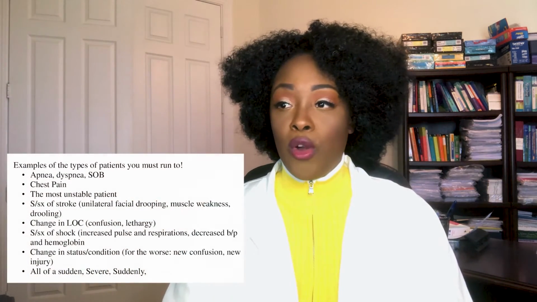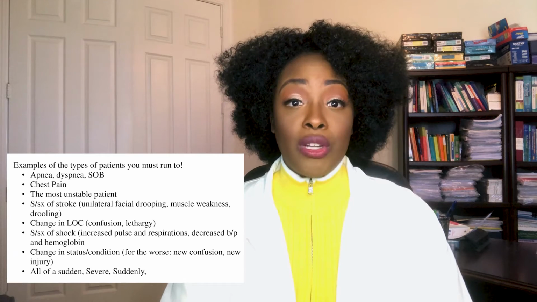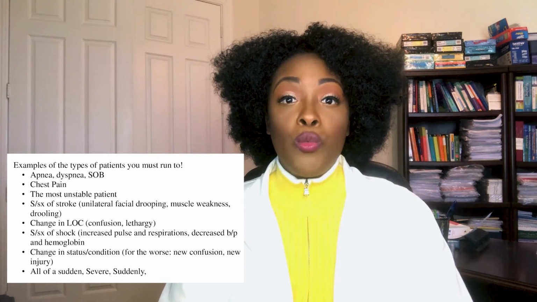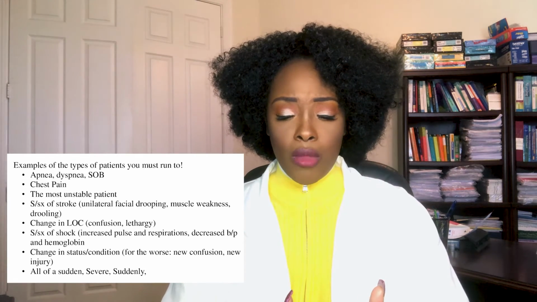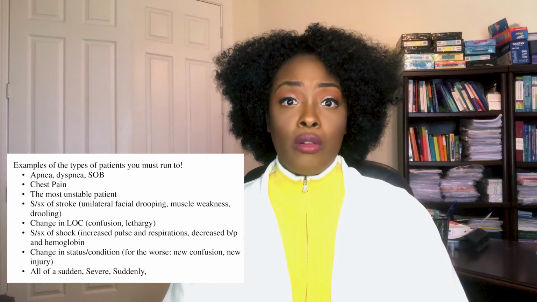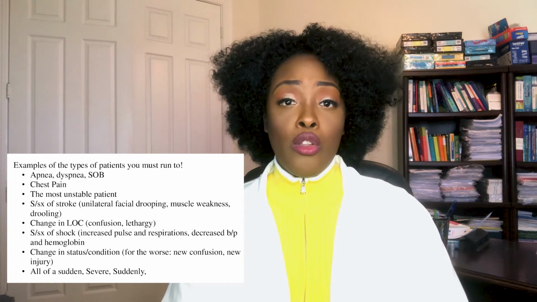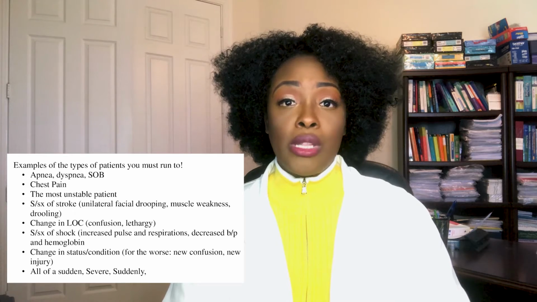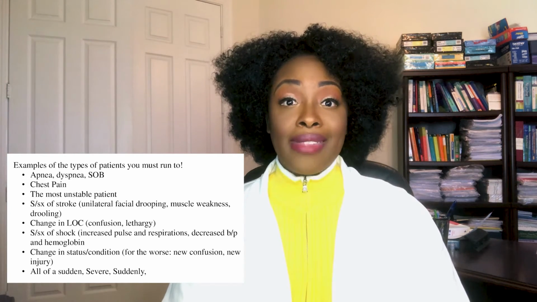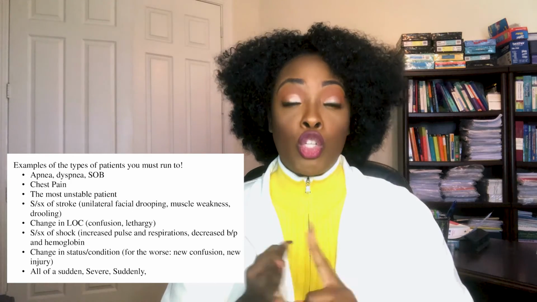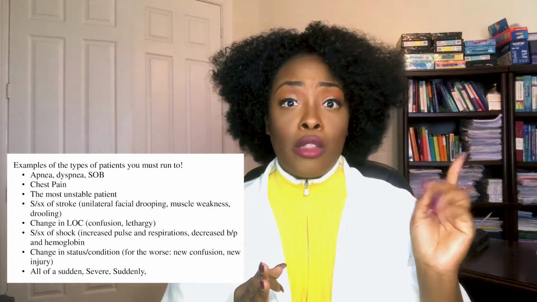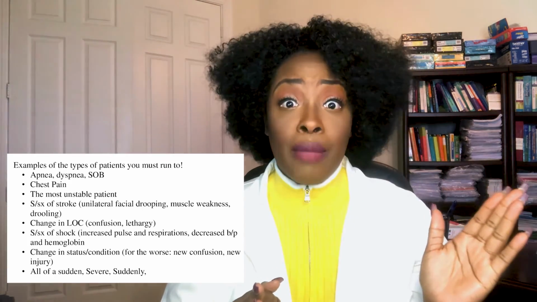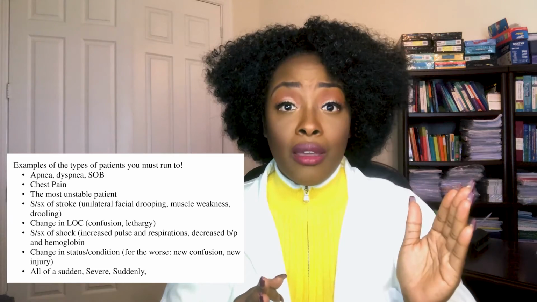The next thing I wanted to discuss with you very quickly is examples of the types of patients that you as a nurse are going to run to immediately, okay? In different situations or scenarios, there are certain hints that let you know this is the patient you better be running to. Those examples are any patient that has apnea, dyspnea, shortness of breath, any problem with breathing. You are running to that patient before anyone else, because who cares about what's going on with that patient if they can't breathe, okay? That is priority, okay?